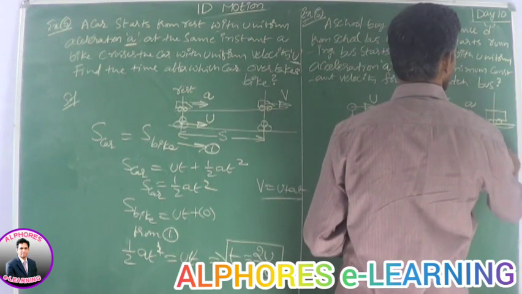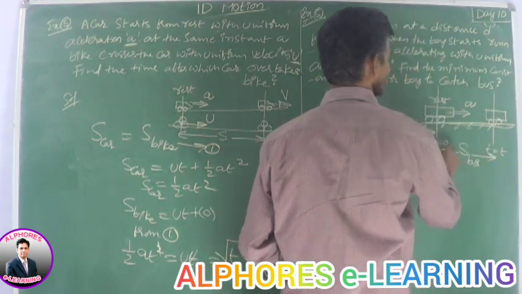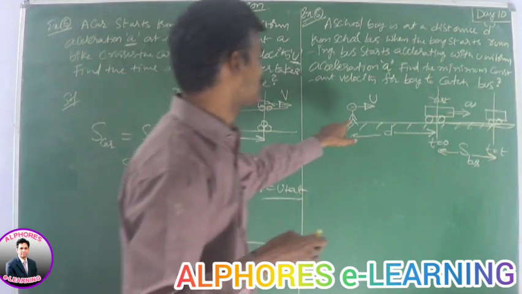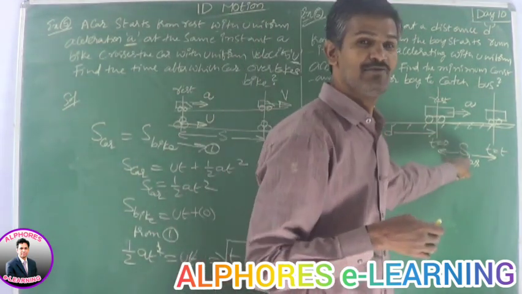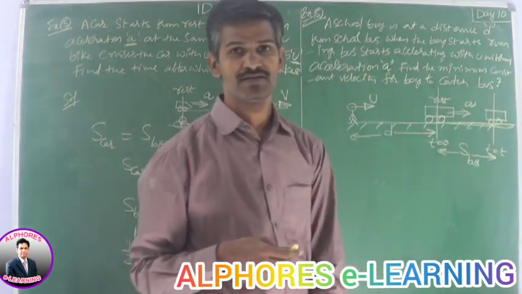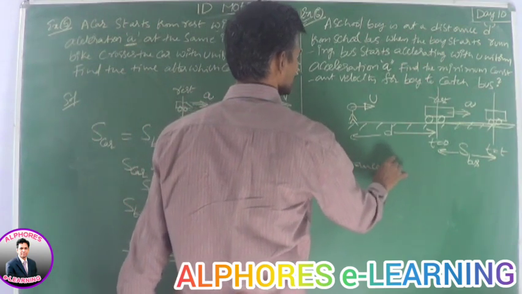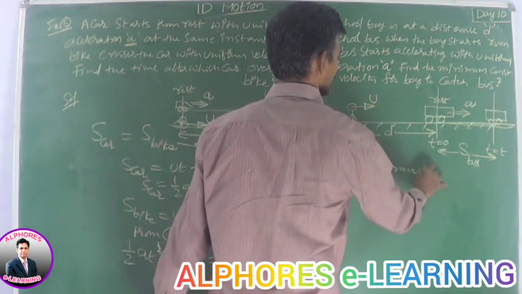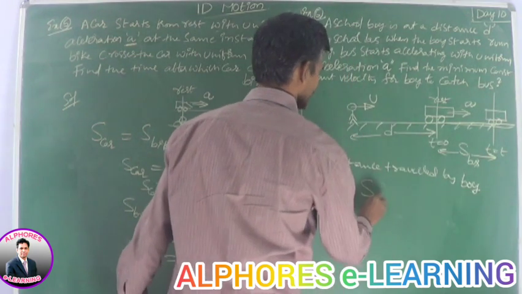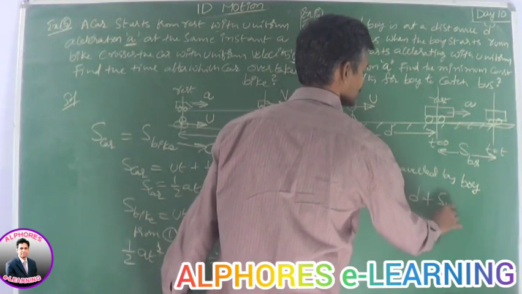This is at t equal to t. This is the distance travelled by the bus, or displacement of the bus. So what distance does this boy have to run? This boy has to run d and the distance travelled by the bus. So the distance travelled by the boy, S boy, is equal to d plus S bus.